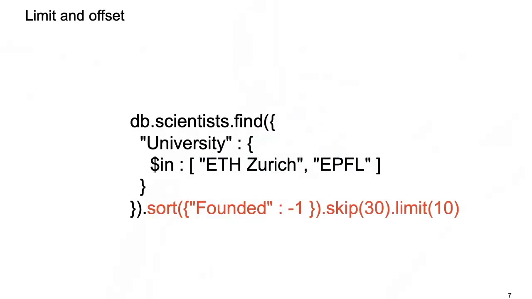And skip and limit also exist in SQL. Skip is actually called offset in SQL. So that's offset 30 in SQL and limit 10 also in SQL, right? But you see that in MongoDB, it's just because it uses JavaScript. So there's this chain of dot function.